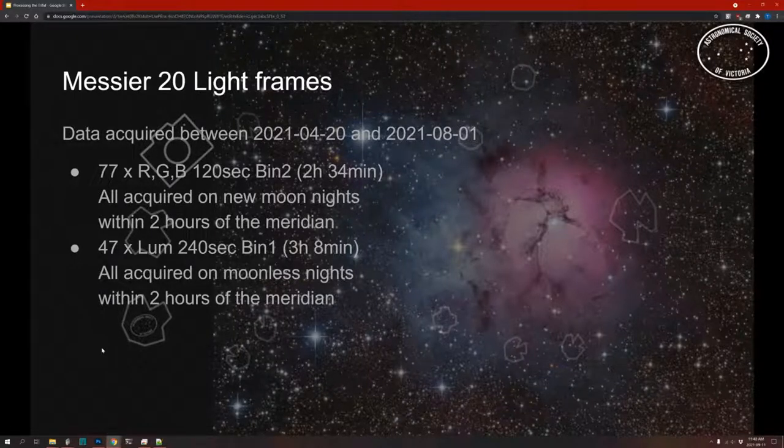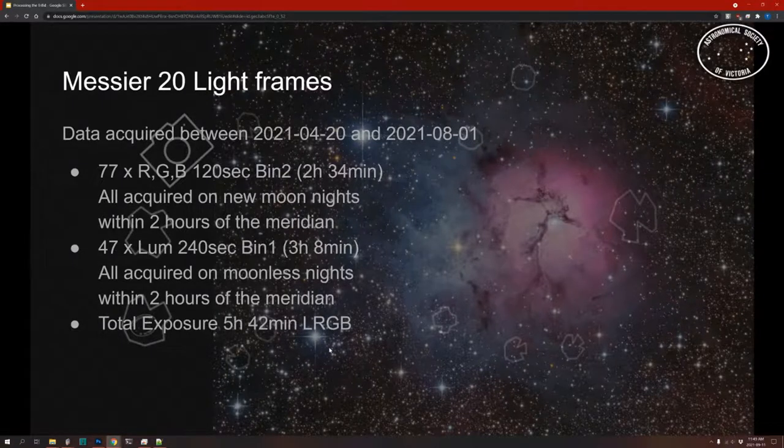The Trifid is a nice bright object, and the star field around it is quite dense. It's close to the center of the Milky Way. There are plenty of stars. And so there's plenty of places for noise to hide in the shadows in this image and go unnoticed. And this total of 5 hours, 42 minutes of exposure was enough to, I think you'll agree when we finish this, absolutely get the noise under control.